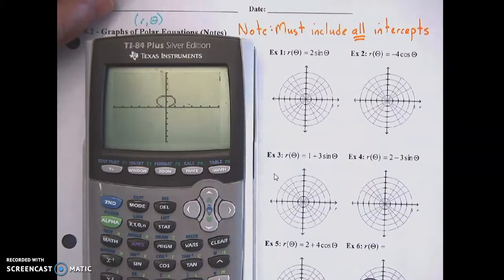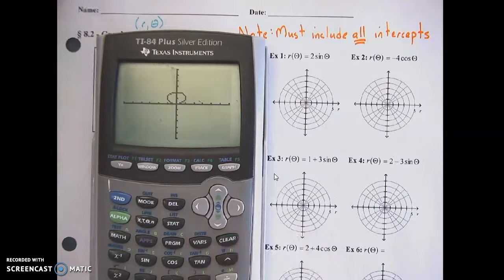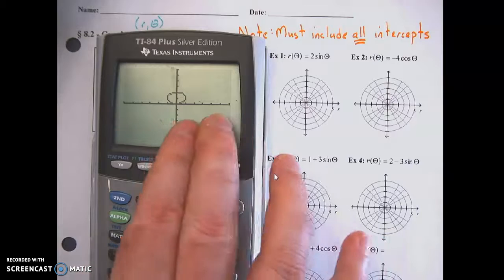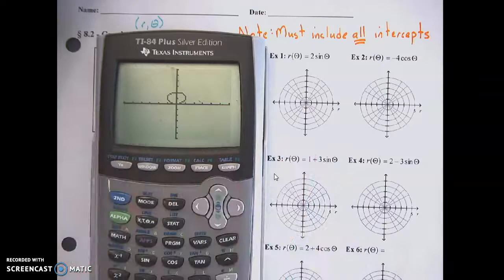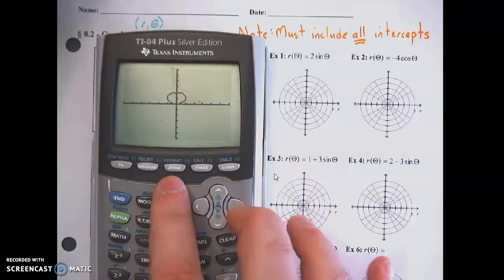So here's our picture. Now, you already noticed this is supposed to make a circle. It kind of looks more like an oval or an ellipse. I don't know why TI did this, but they designed their screen as a rectangle instead of a square. So if you're okay with it, you can leave it.